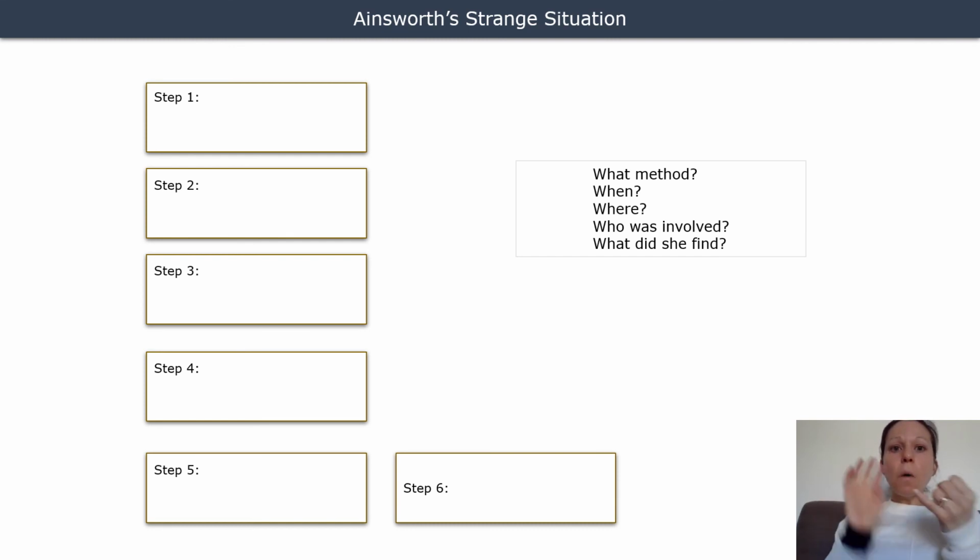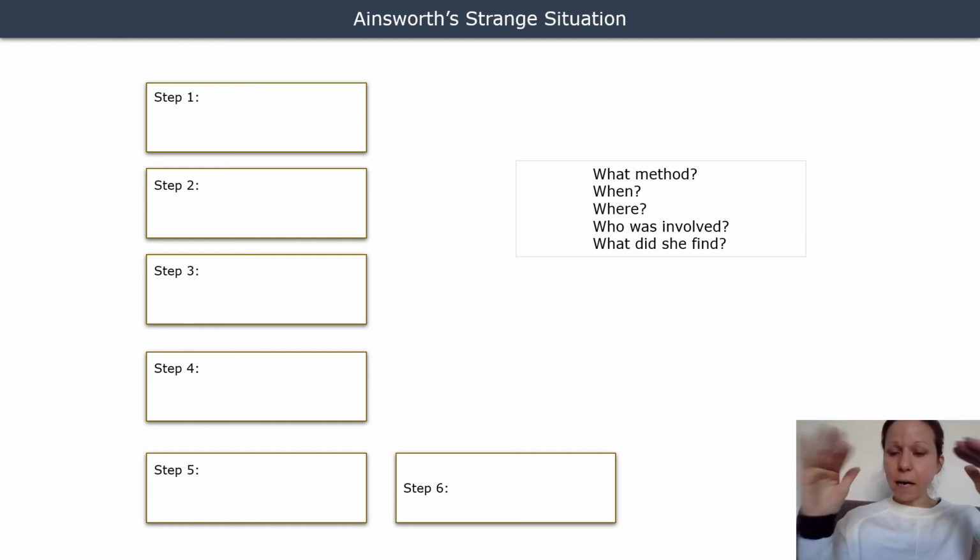So you've got to know what method it used. It was obviously an observational study, but where did it take place? Highly controlled environment. When? Historical context. Who was involved? How old were the infants? Of course, what did she find? But it's really important that we know this idea that there were 3-minute intervals, and it was a very stepped process.